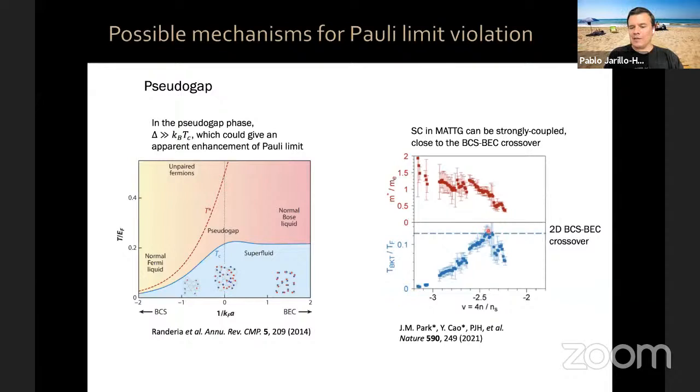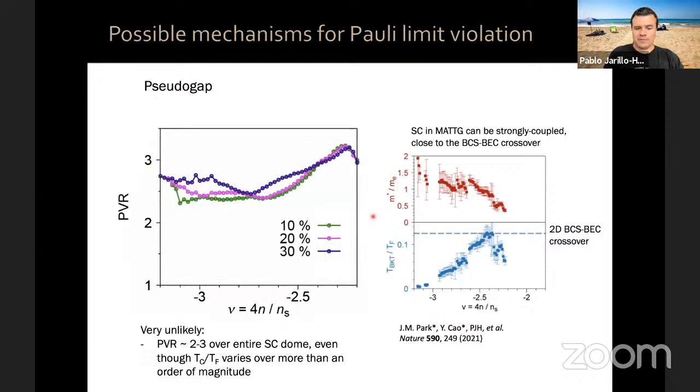So in our case, in the region where we're in a strong coupling limit, that's likely the case. However, we also observe a large Pauli violation limit, okay, away from the strong coupling limit, in regions where our TBKT over TF is very small. So we're in a weak coupling limit, which we can tune electrically. The Pauli violation limit is always above 2, kind of 2.5 and up to 3 point something. Okay? So we think again that although a large pseudo gap, preformed pairs, might be an explanation, it's unlikely to explain our data because of the pervasiveness of the observation of the Pauli violation limit.